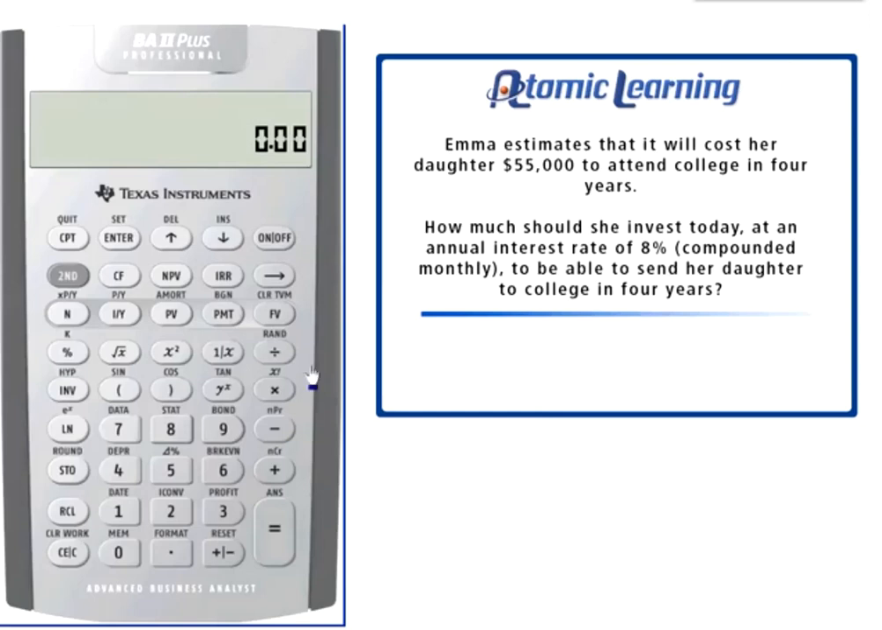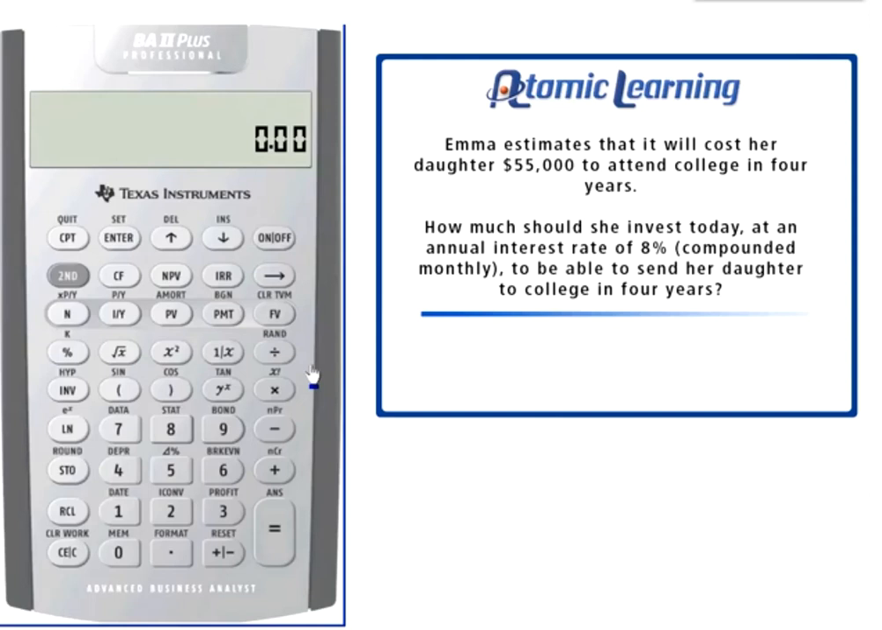To calculate the present value of a lump sum amount, we have a sample problem to evaluate. Emma estimates that it will cost her daughter $55,000 to attend college in 4 years. How much should she invest today at an annual interest rate of 8% compounded monthly to be able to send her daughter to college in 4 years?